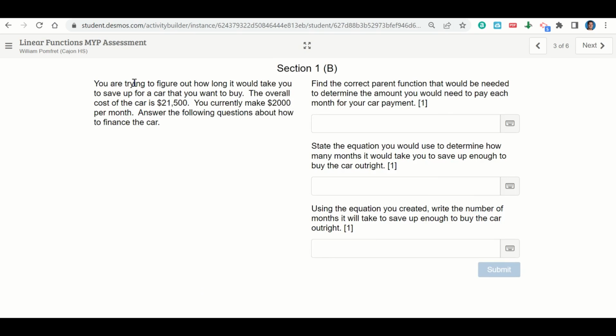So to begin the assignment, you're given the scenario that you're trying to buy a car that is $21,500 and you currently make $2,000 per month. You're going to answer the questions about how you can buy the car. So the first question says, what is the correct parent function that would be needed to determine the amount you would pay each month for your car?